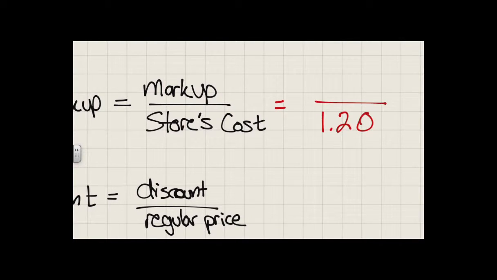$1.20. Okay, now Meijer determines that they need to mark this item up $1. So they're going to sell it for $2.20. The markup is $1. Do you see where I'm going with this? The actual price of the cheese for us, the customer in the store, would be $2.20.